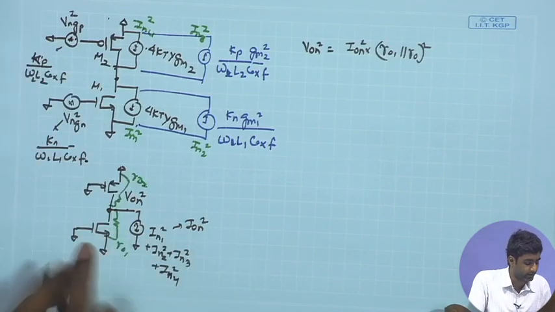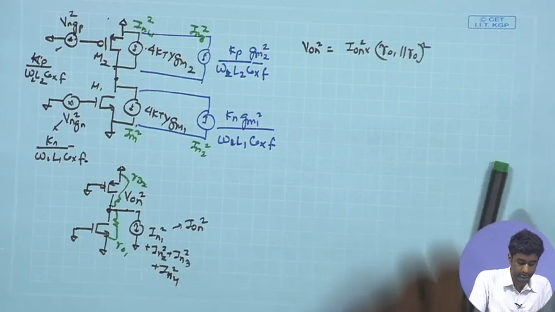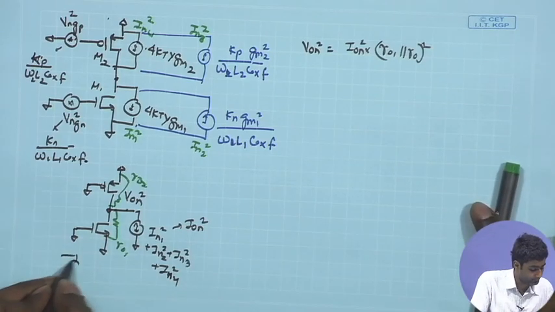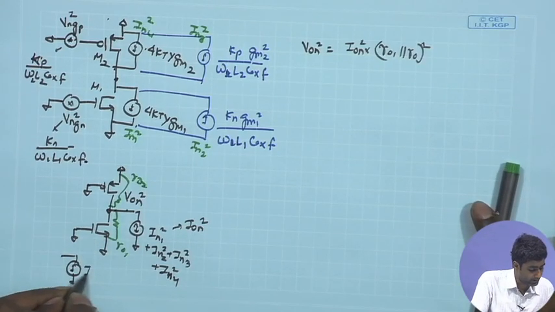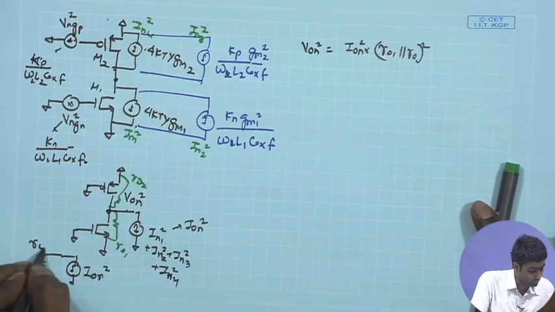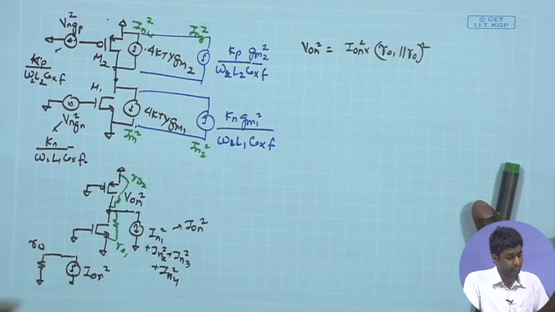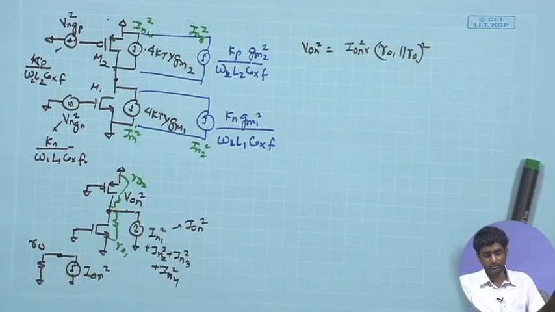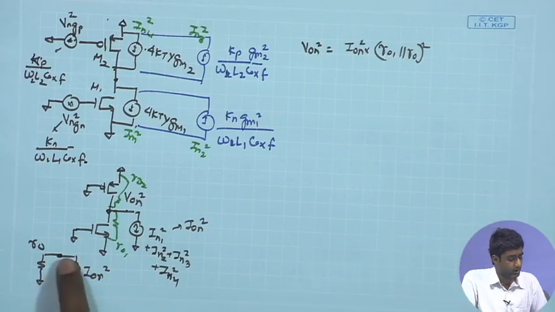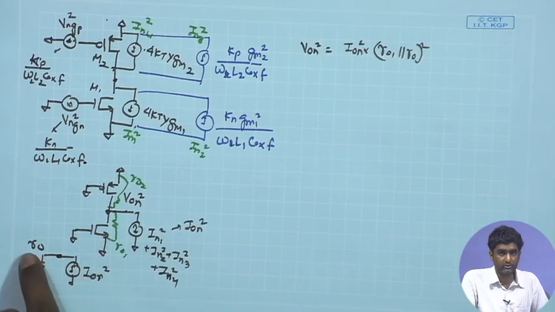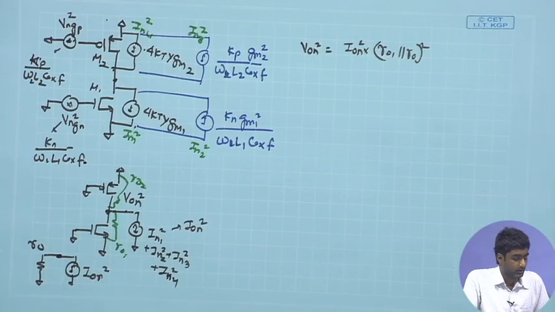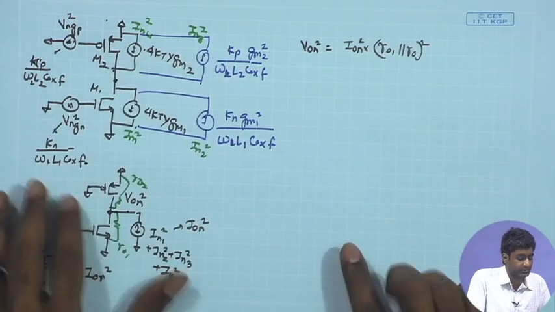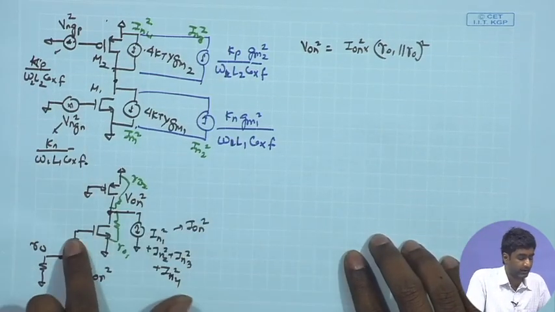So, I can further simplify this and I can just represent this as ION square and RO, which is basically RO1 parallel RO2, and we are finding out the output noise voltage over here. That is the equivalent circuit we have, and I can find out the VON square equal to ION square multiplied by RO square. And then in the next stage we need to look at the input referred noise.